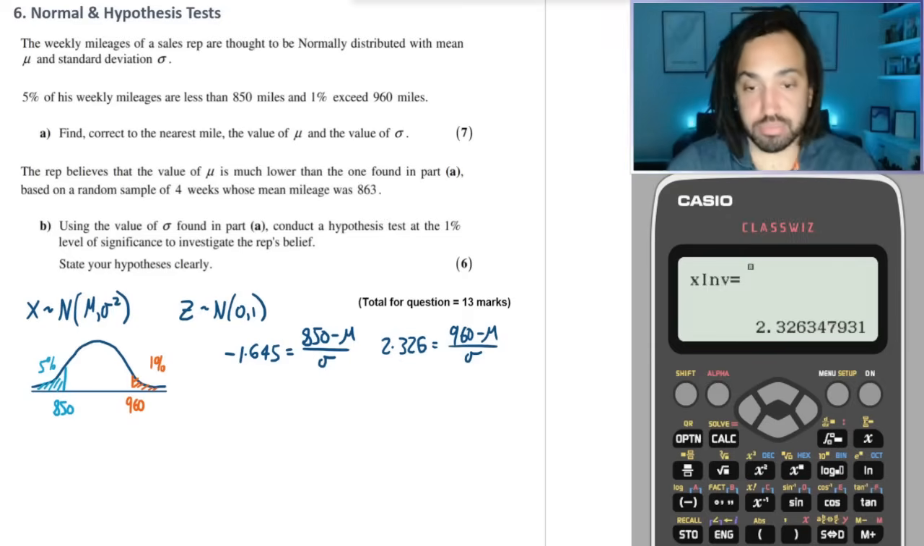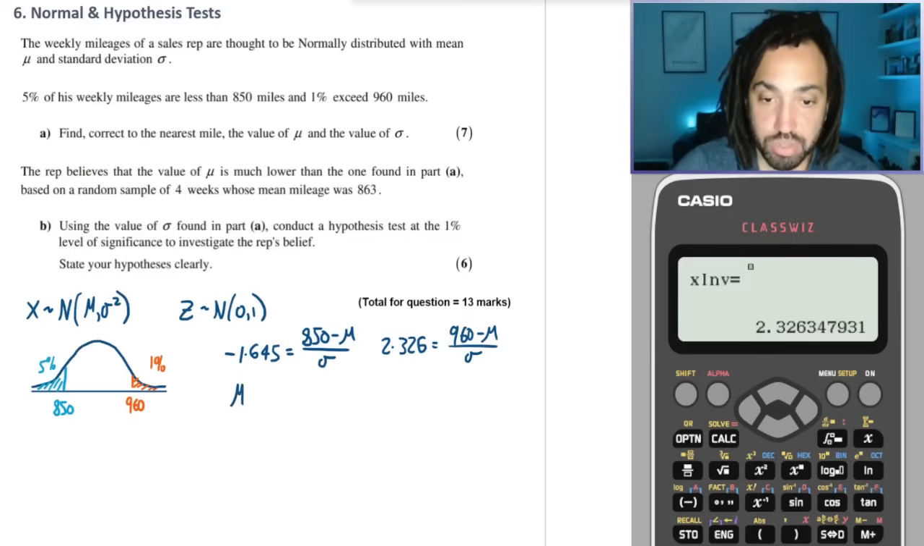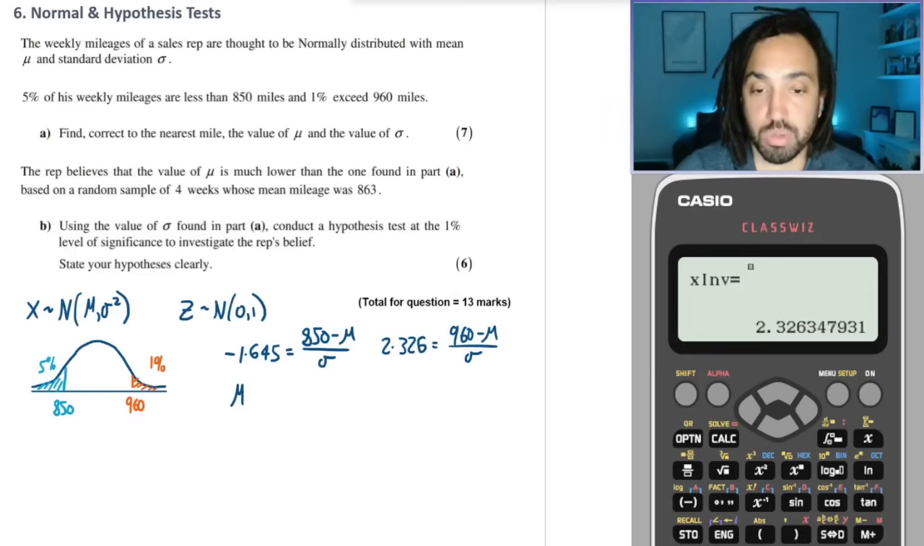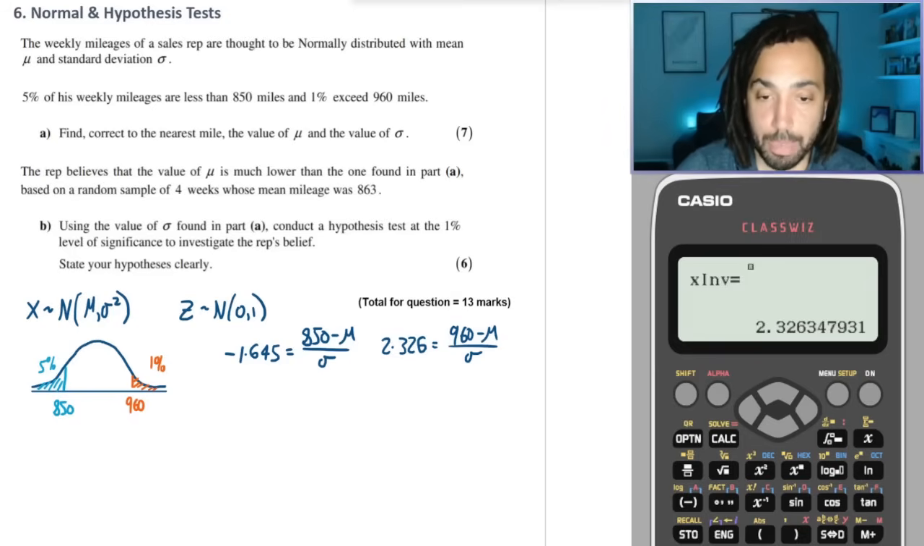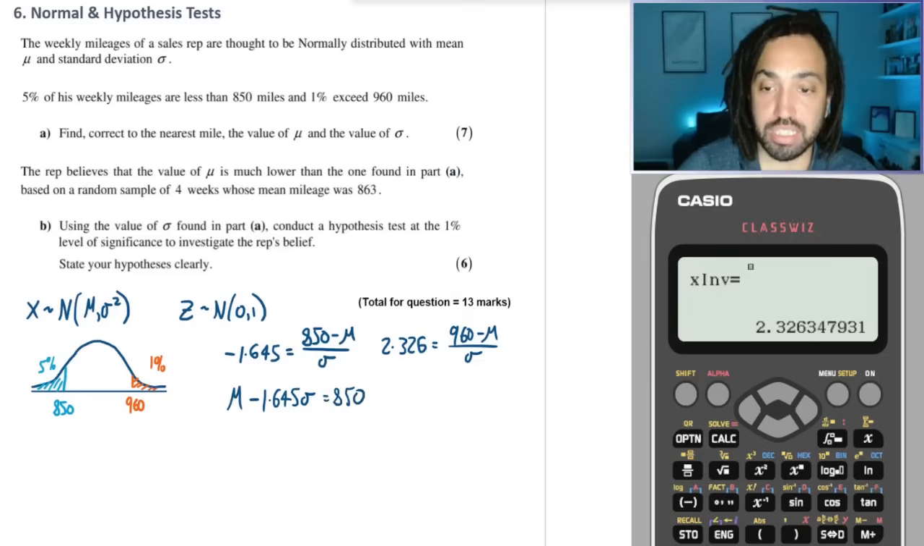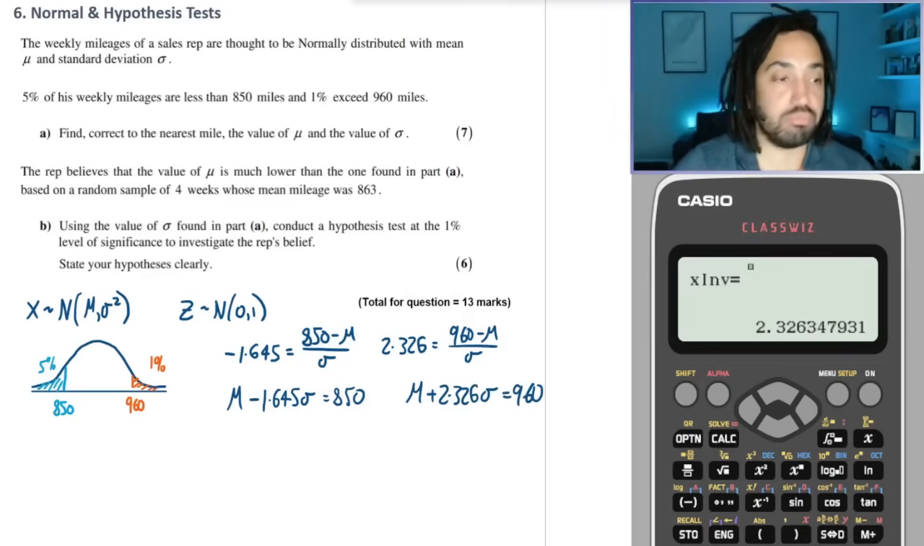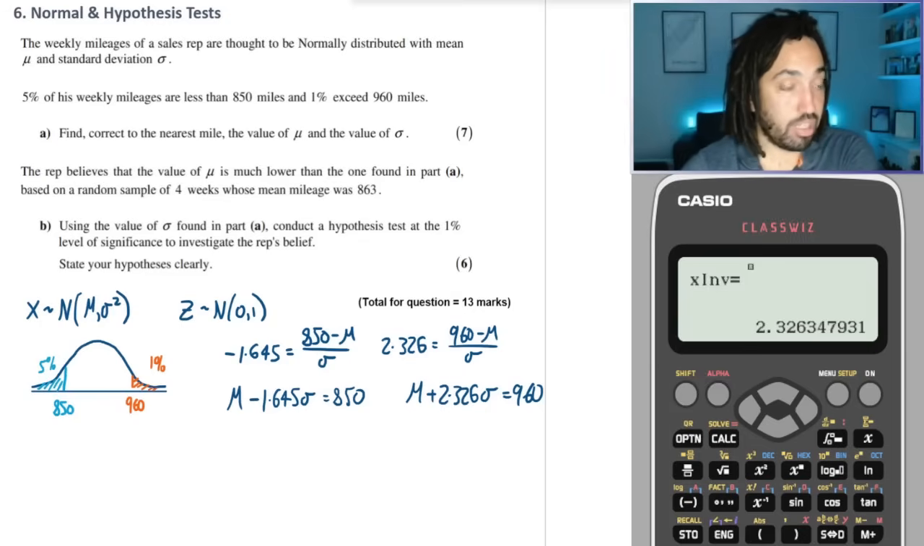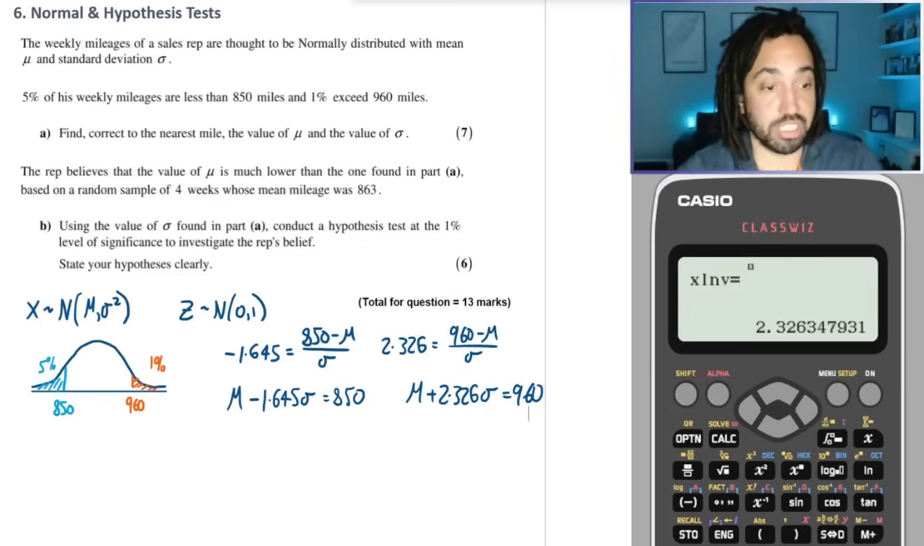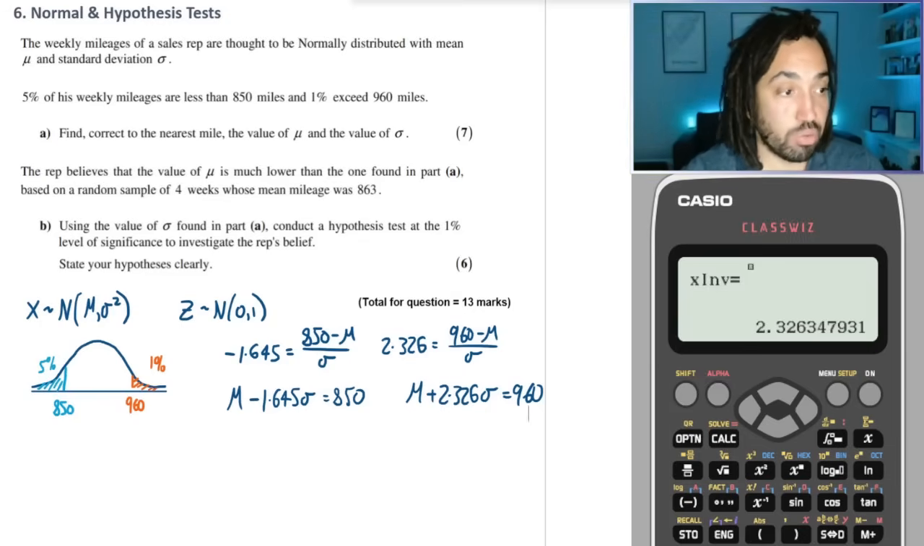Okay, so now I could rewrite this by multiplying through by sigma on the bottom, which gives me this, and then adding the mu over as well gives me this. And then I could do the same on here, and that will give me mu plus 2.326 sigma is equal to 960. So this is just a set of simultaneous equations which I'm going to solve.